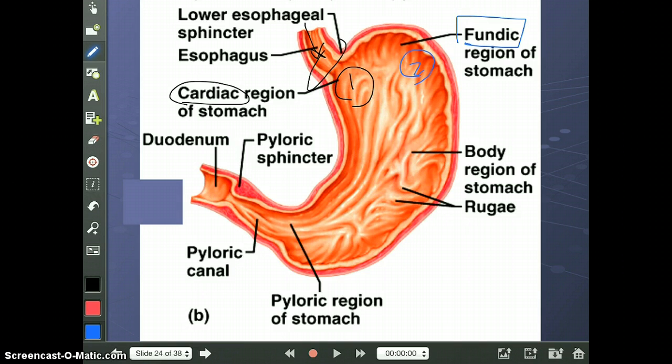So it doesn't actually come directly from the top. Now it's off to the side, so the esophagus is not here. It's actually off to the side a little bit. And then the main region of the stomach is the body, where it does contain all those little folds. And then we finally enter our lowest region, which is our pyloric region, before it enters into the duodenum.